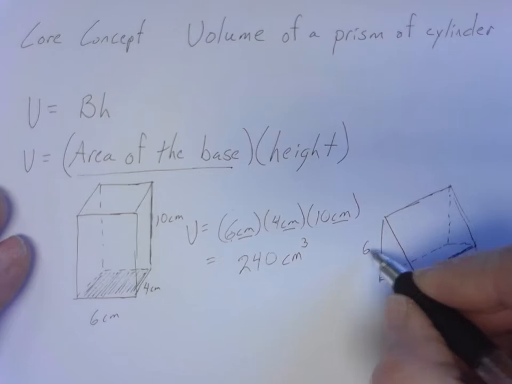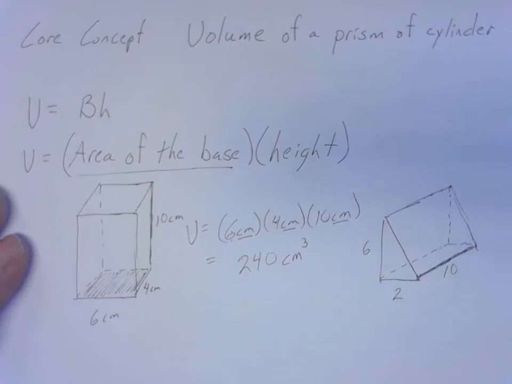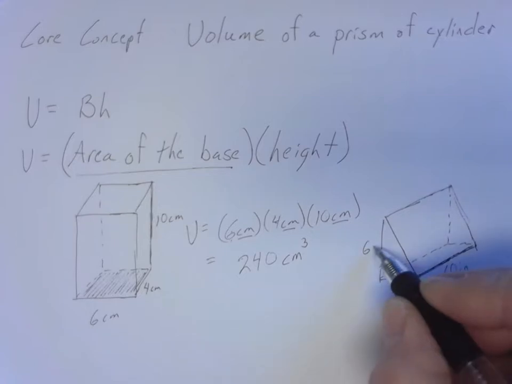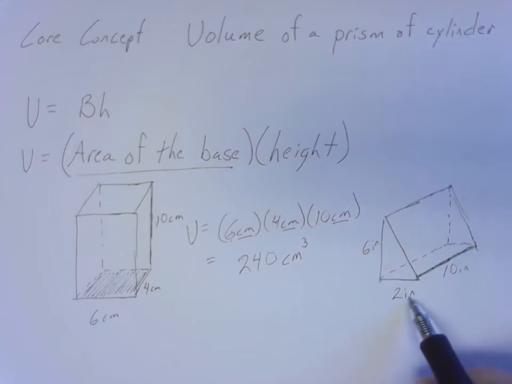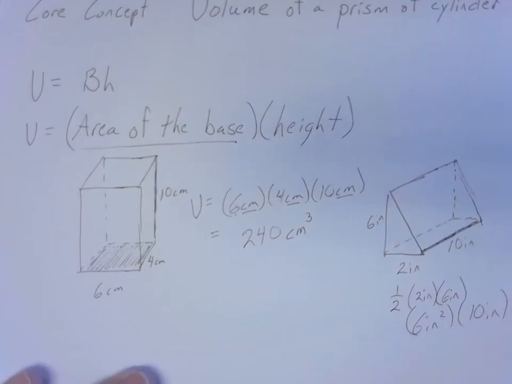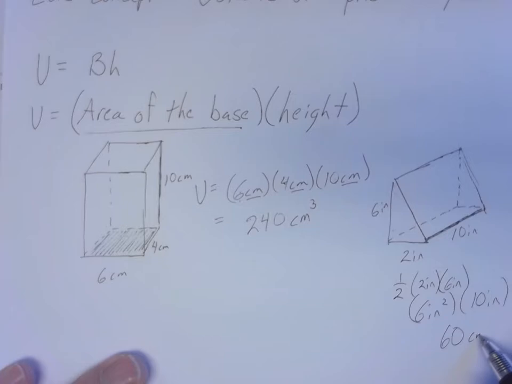2 times 6 again, and we'll just make this 10. Okay, we're going to take the area of our base, this is now in inches, so half of 2 times 6, 2 inches times 6 inches, that's the area of the base, or 6 square inches, and then we're going to multiply that by 10 inches, and we end up with 60 cubic inches. Okay, cubic inches, and there's our volume, area of the base times the height.